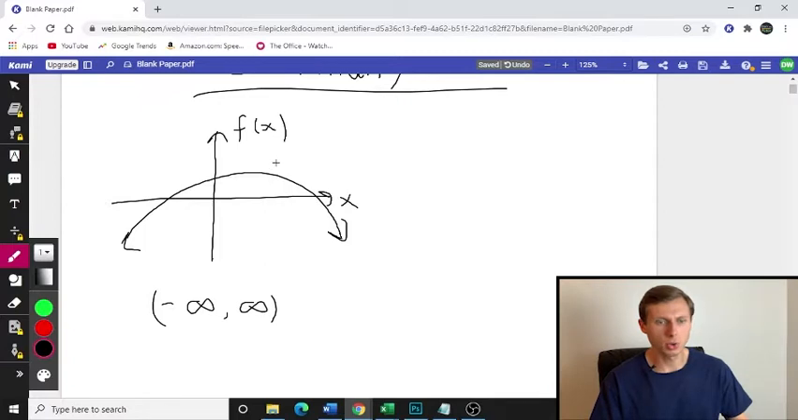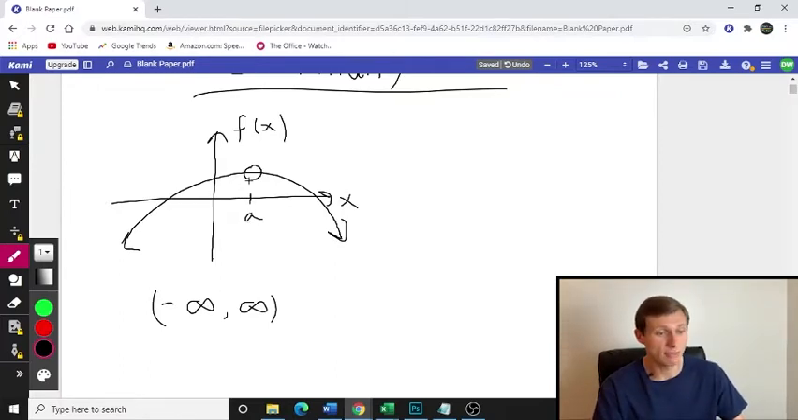Now, what if I told you there was a hole in the graph at this point right here, at some point A? Now is it continuous? I think you can tell something's fishy here. It's probably not going to be continuous. It will not be continuous, and the reason is because we have a hole in the graph. If we have a hole in the graph, then we have to lift our pencil as we're drawing the line here because it doesn't exist at x equals A.